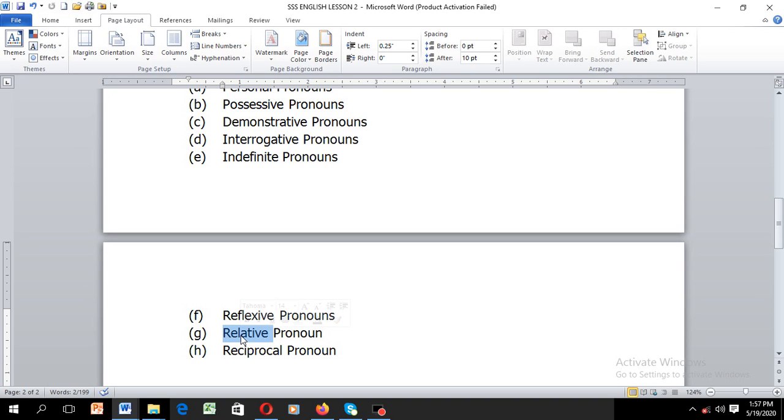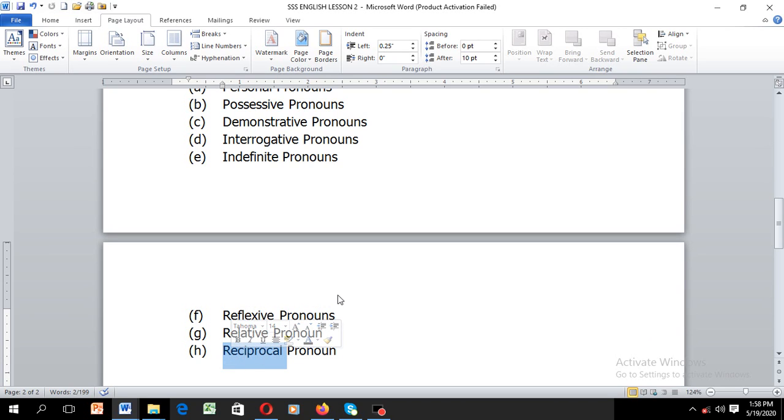Number two, this is the boy who killed the snake. Who now is introducing a relative clause. Who is trying to tell us the person who performed the action of killing the snake. Is that clear? That is good. Then let's take the last one, but not the least.